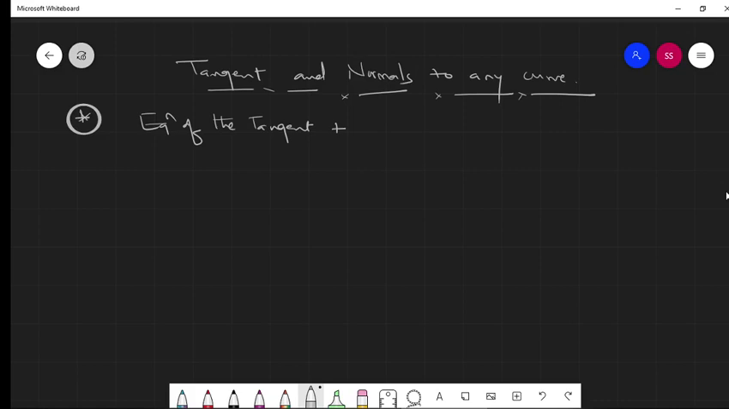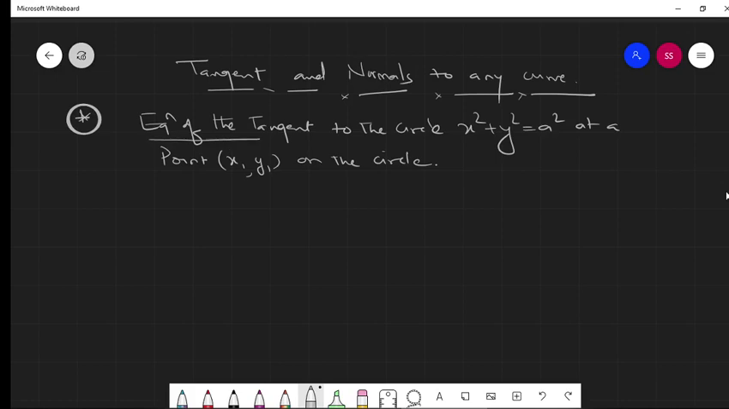Equation of tangent to the circle x square plus y square equal a square at a point x1 comma y1 on the circle. Now we have to find the equation of tangent.